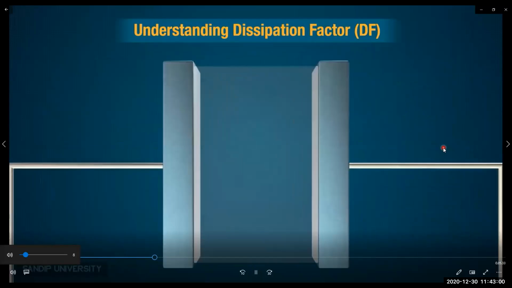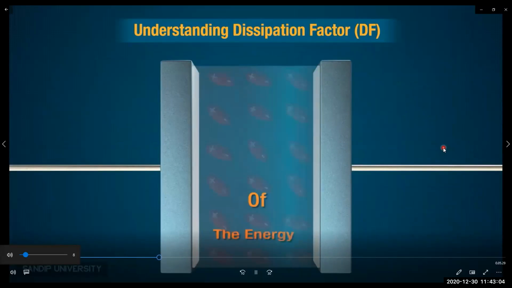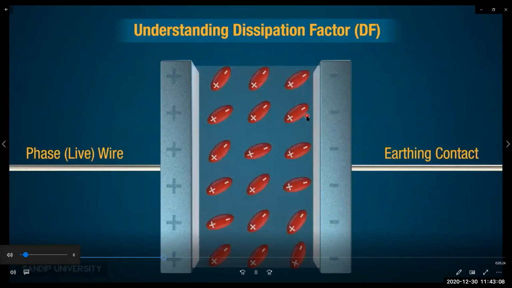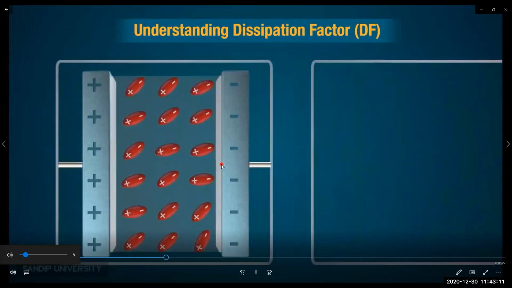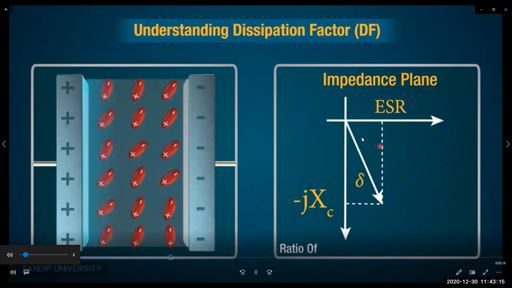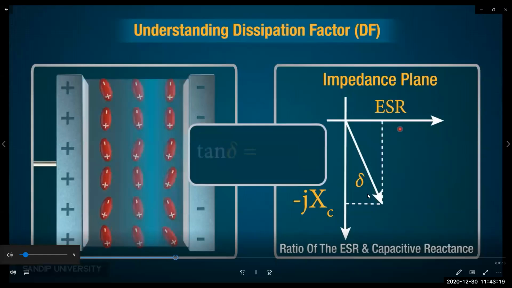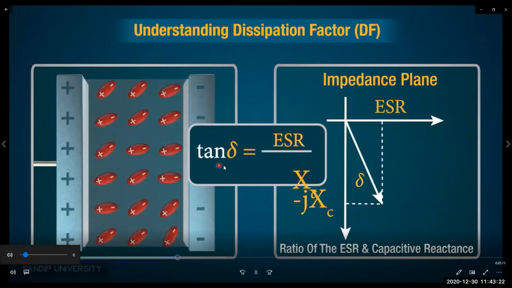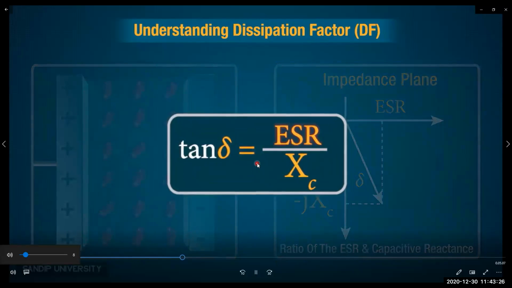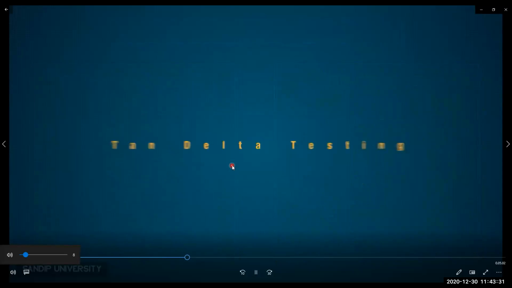Understanding dissipation factor: it is a measure of the loss rate of energy because of oscillations in the dielectric due to applied AC voltages. The phasor diagram can be drawn like this. The equivalent series resistance with the equivalent capacitance, and then tan delta is equal to ESR divided by XC. So this is the tan delta. Based on the tan delta loss factor, we explain the concept of dielectric material properties.